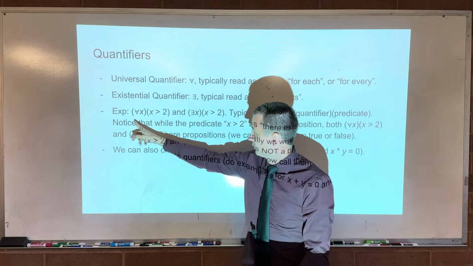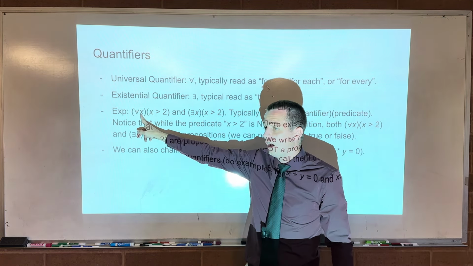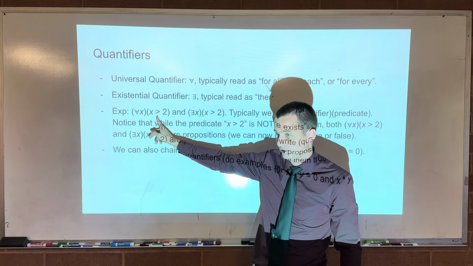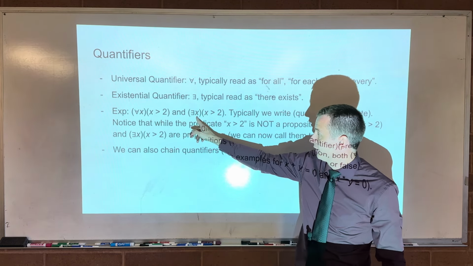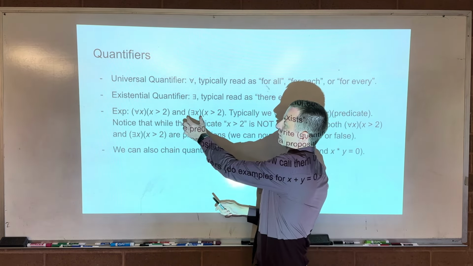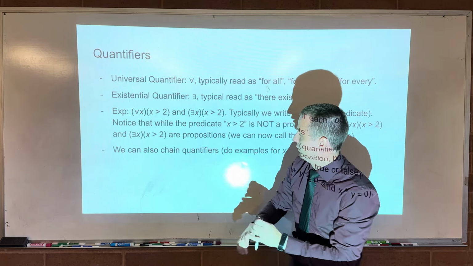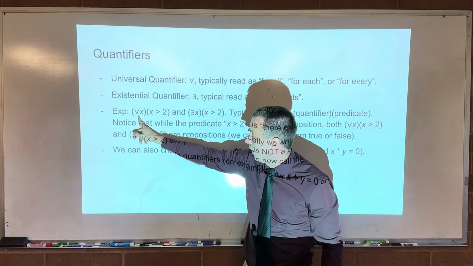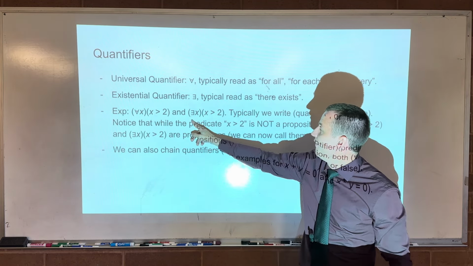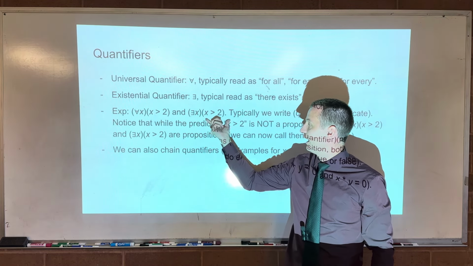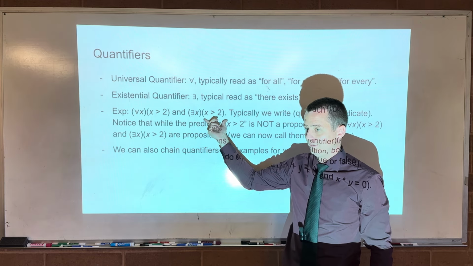So let's read some statements. Example, this says for all x, x is greater than 2. And this one says there exists an x. After we read the there exists, when we go to the parentheses, we always just say such that before we read the predicate. So this says for all x, x is greater than 2. And this says there exists an x such that x is greater than 2.